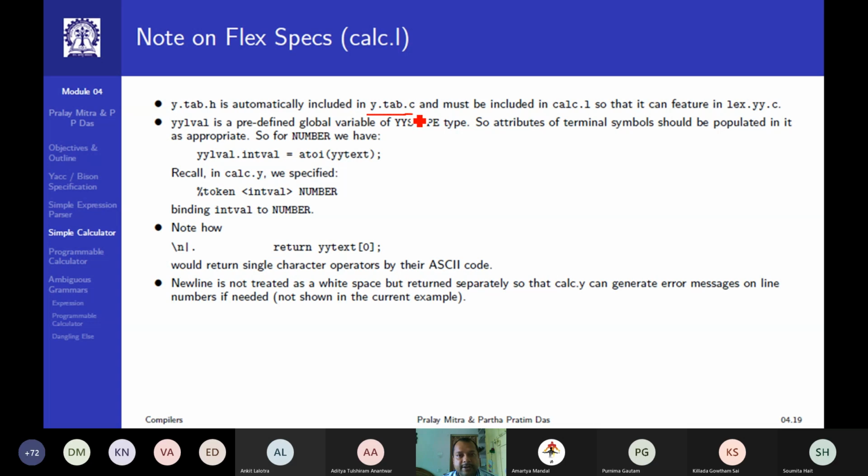y.tab.h is automatically included in y.tab.c and must be included in cal.l so that it can feature in lex.yy.c. yylval is a predefined global variable of YYSTYPE type, so attributes of terminal symbols should be populated in it as appropriate. That is my yylval.ival, and that is being populated from yytext when I read an integer. So I'm going to the previous slide.